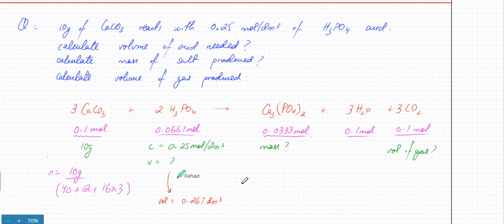ठीक है. मतलब फॉर्मूला कौन सा यूज करना था? N is equal to C into V, क्योंकि solution है. So moles were there, the concentration was also provided, and you could figure out the volume. Anyways, next part, mass. How would you find mass?